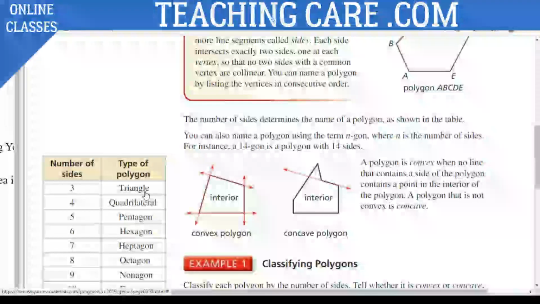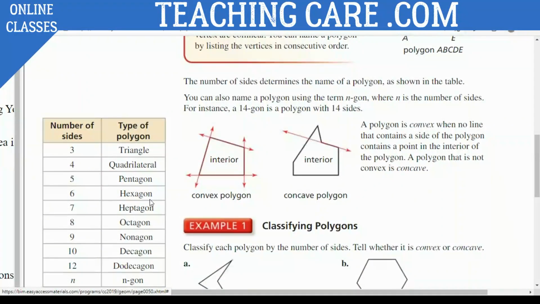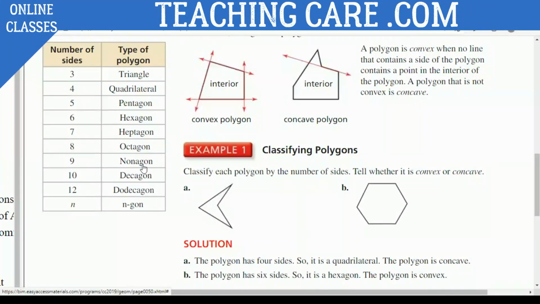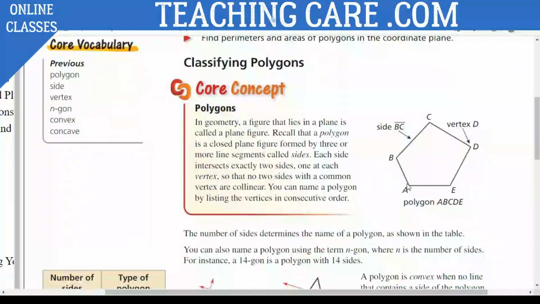That's the condition for a polygon. This is the number of sides where I started. It's three or more. Three sides is a triangle. Four is a quadrilateral. Five, pentagon. Six, hexagon. Seven, heptagon. Eight, octagon. Nine, nonagon. Ten, decagon. Twelve, dodecagon. From 13, you will say 13-gon, 14-gon, 15-gon. So the name depends upon the number, which is why they have specified n-gon here. Got it?